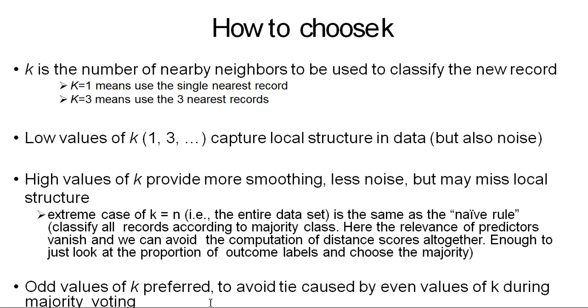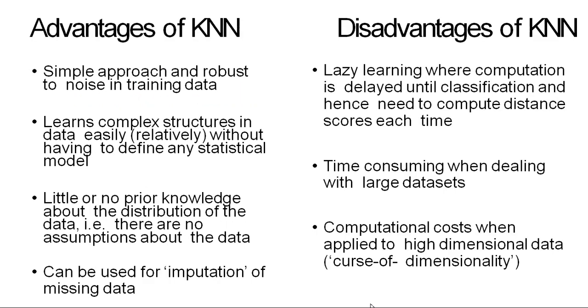Mostly odd values of k are preferred to avoid ties between even values of k during the majority voting. Suppose we take k equal to 4, and when the majority voting comes, 2 are of red color and 2 are of blue color. Then we can't do anything, right? To which class will we classify? We can't classify it to both the classes, right? If it is odd, like 3 or 5, we can classify it to a majority class very easily. So we have to choose odd values of k.